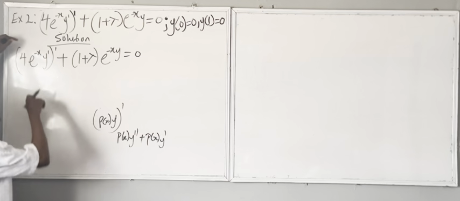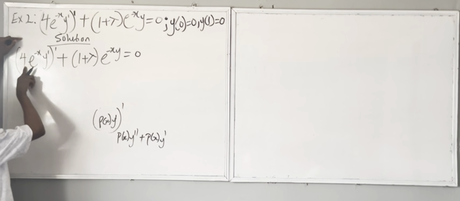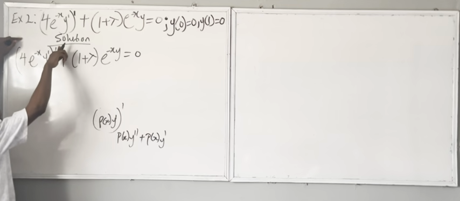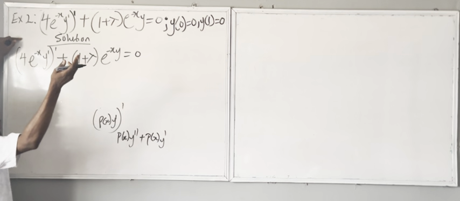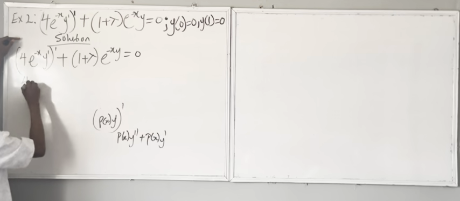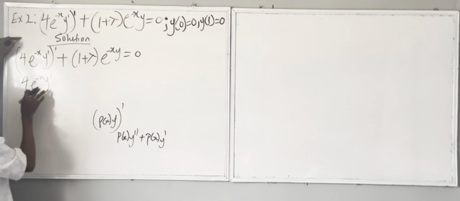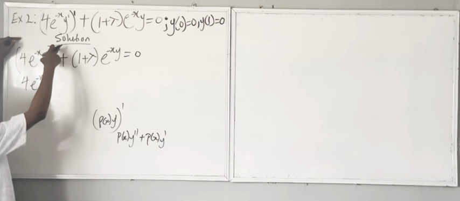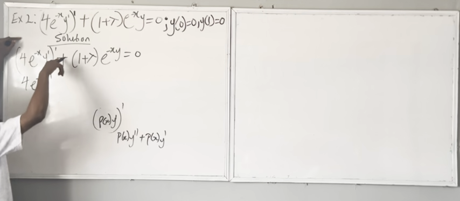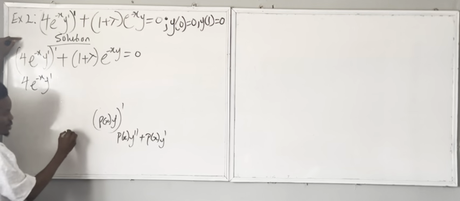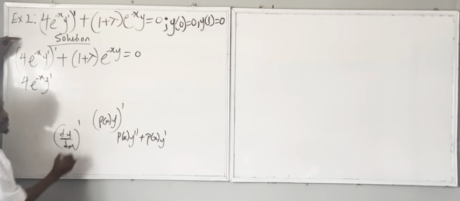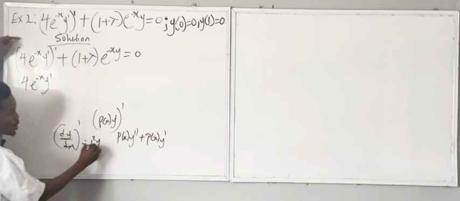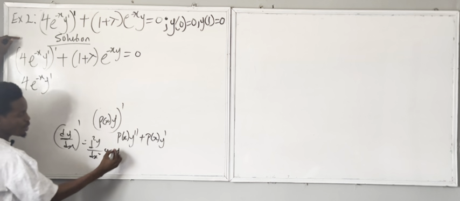So it means I'm going to differentiate this. We have 4 exponential minus x y prime. Then if I differentiate dy over dx, I'm going to have d square y over dx square, that is y double prime, times 4 exponential minus x. I have this already. Then I have another term. If I differentiate this again with respect to x, dy over dx, I have 1 again. So what am I going to have? d square y over dx square, or y double prime.